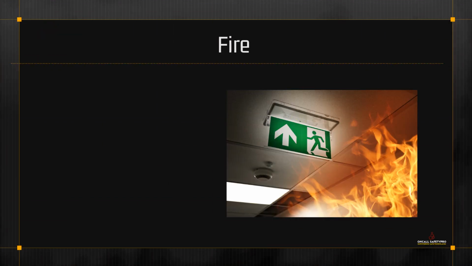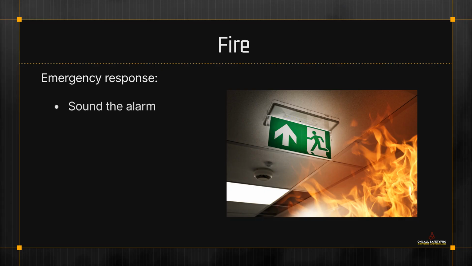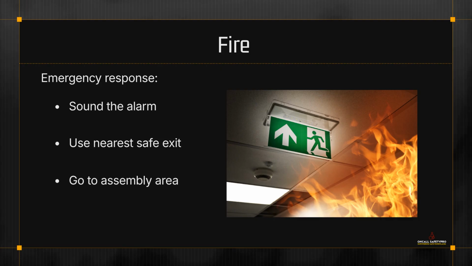In the event of a fire, every second counts. Knowing how to respond quickly and safely can save lives. These essential steps should be followed during a fire evacuation. Sound the alarm and evacuate immediately. Don't stop for personal items. Use the nearest safe exit and never use elevators. Proceed directly to the designated assembly area, which is a predetermined safe location away from the building. Lastly, account for all personnel to ensure everyone evacuated safely. Never re-enter the building after a fire evacuation until official clearance is given by emergency responders or designated safety personnel.